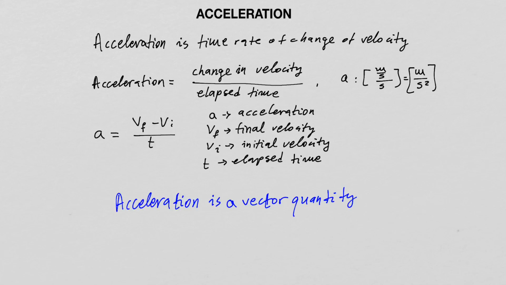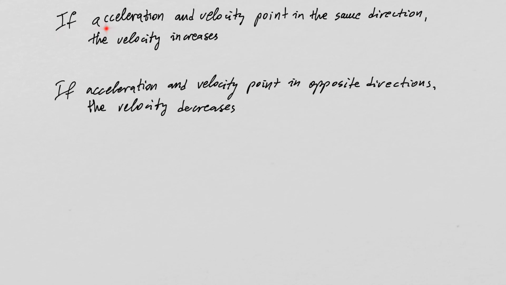So, to generalize, when the acceleration has the same direction as the velocity of the moving object, the velocity increases. When the acceleration has the opposite direction to the velocity of the moving object, the velocity decreases. One more time, if acceleration and velocity point in the same direction, then the velocity increases. And if acceleration and velocity point in opposite directions, then the velocity will decrease.